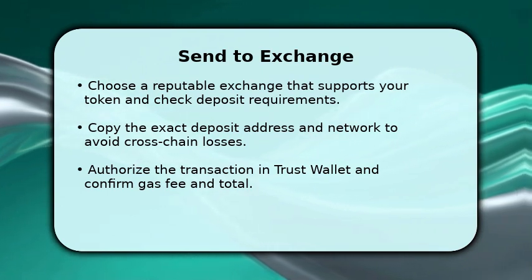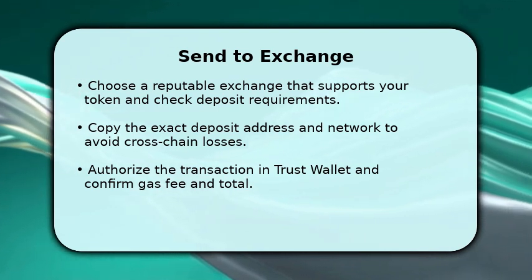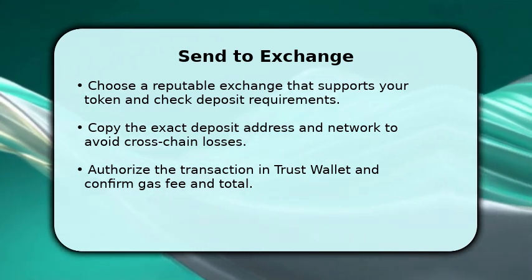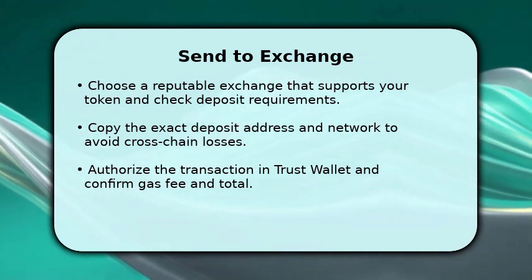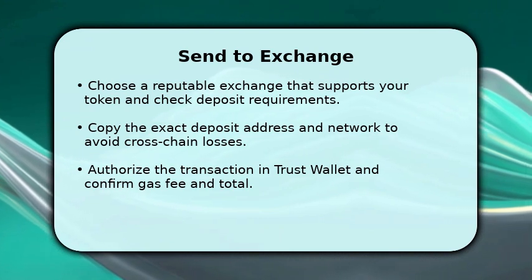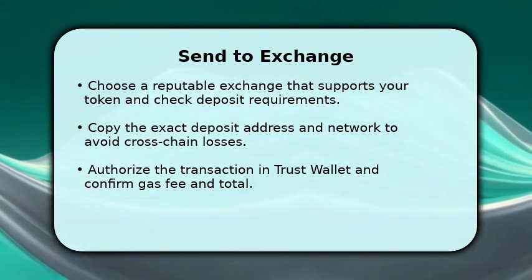Log into your exchange account and find the correct deposit address for the token and network you plan to send. Back in Trust Wallet, paste that address and select the right network to match the exchange. Review gas fee estimates and confirm the transaction, then monitor the exchange for a successful deposit and proceed to convert to fiat if needed.